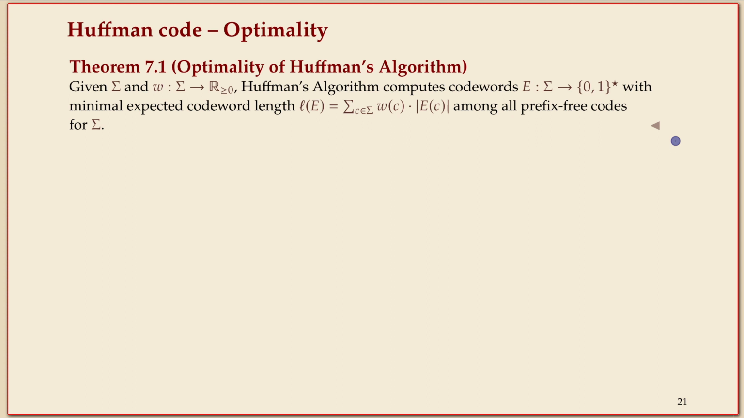Maybe there's a much smarter way. It turns out no. Let's see why. So this is the formal statement: if we have an alphabet and the weights, that was the input for Huffman's algorithm, then the output of Huffman's algorithm, namely these code words, give us the minimal expected code word length. So that's the sum over all the characters that we've seen before: weight of the character times the length of the code word.